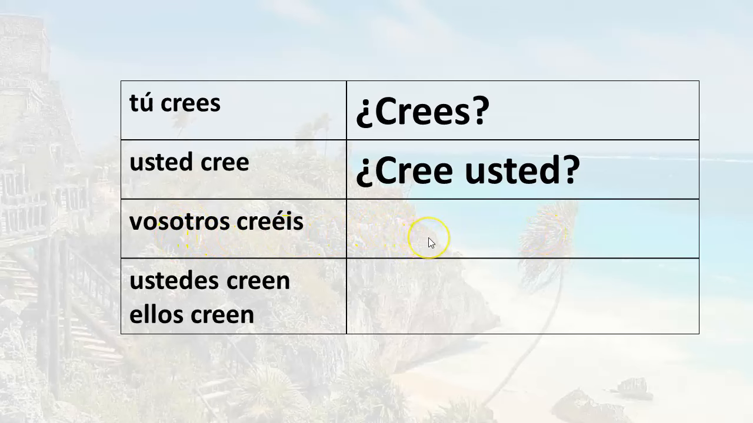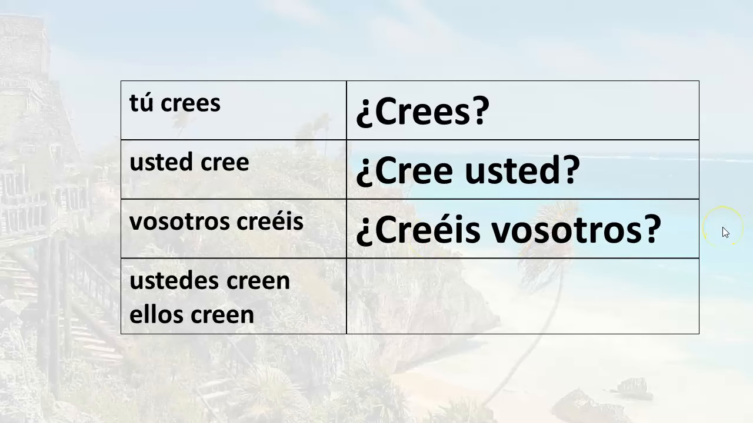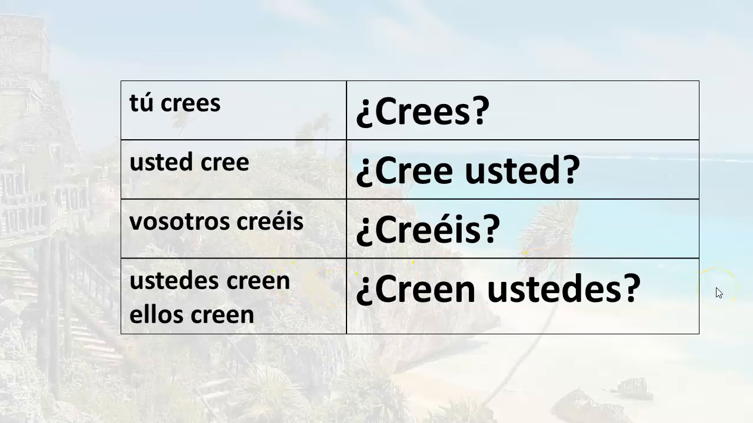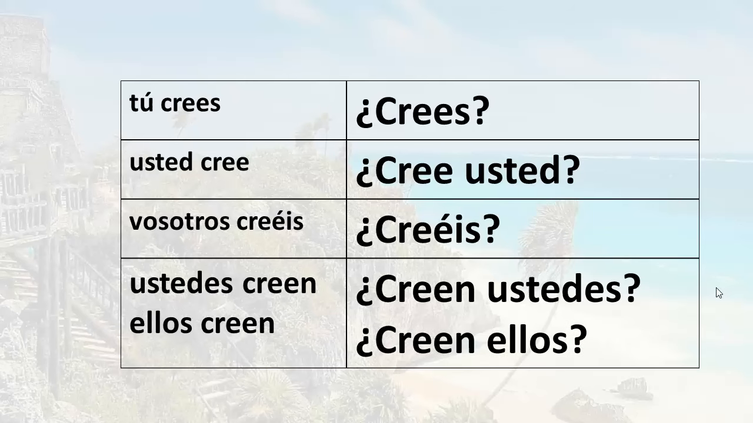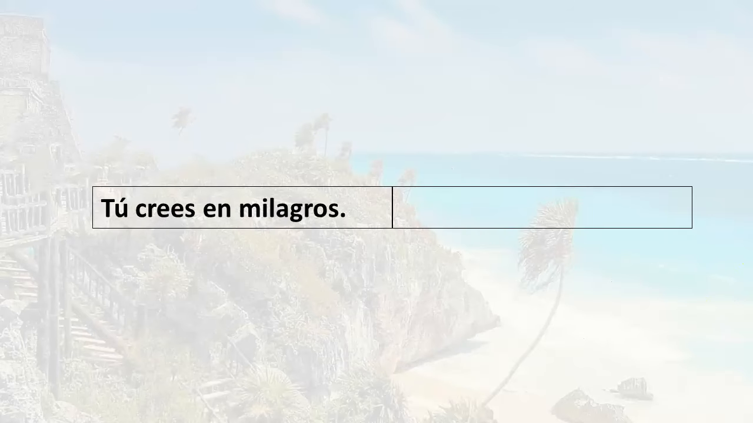If you want to ask the question, do you believe? It would be creéis vosotros. Or you could simply leave out the vosotros and just say creéis. Finally, we have ustedes creen, you believe. The question would be creen ustedes. And the ellos creen, they believe. Creen ellos.